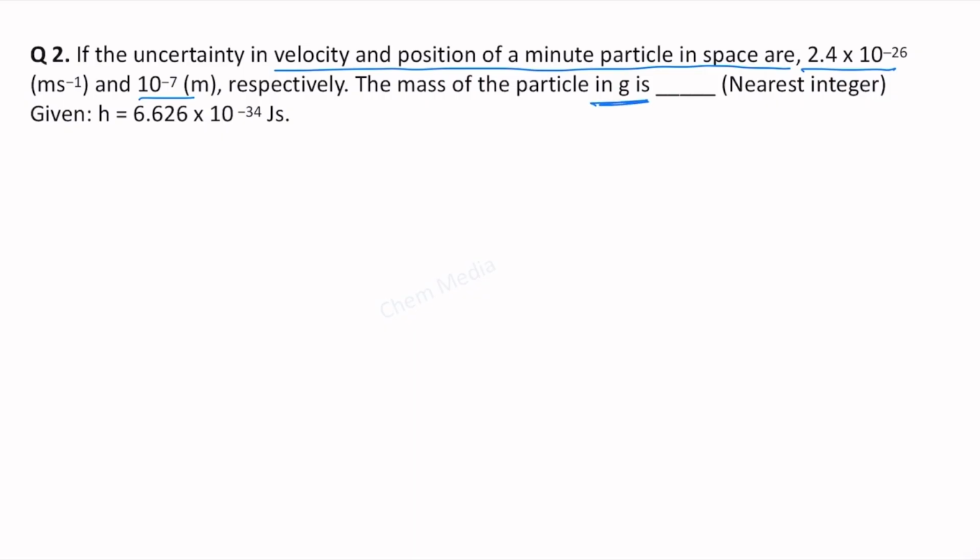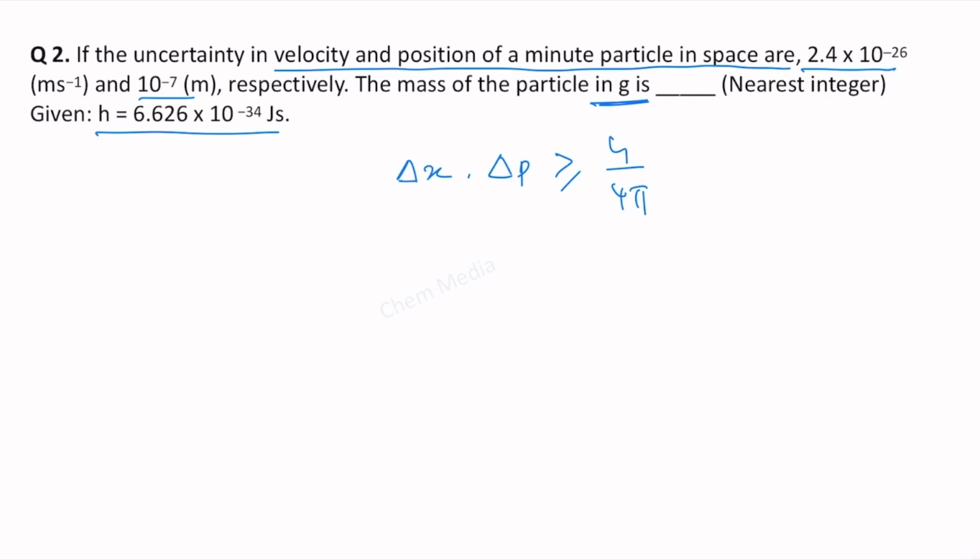We have to find out the nearest integer. Planck constant value is given. As per Heisenberg's uncertainty principle, we know that it is impossible to accurately determine both the position and the momentum of a microscopic particle simultaneously. The product of uncertainty, that is the error in measurement, is expressed by this equation, that is delta x times delta p should always be greater than or equal to Planck constant divided by 4 pi.